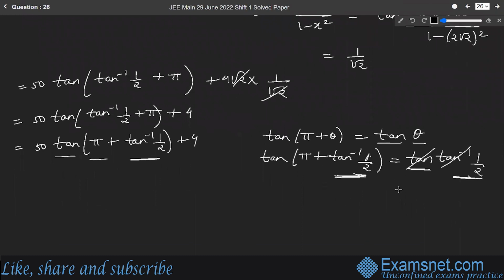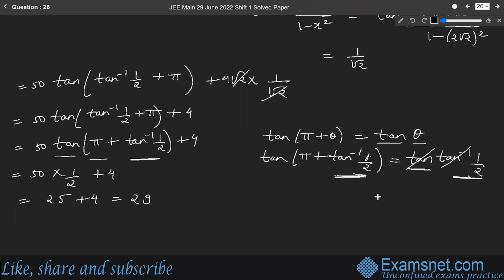So what will be the remaining term? 1 by 2. So 50 will be multiplied with 1 by 2, and plus 4 is remaining. So 50 into 1 by 2 is 25. 25 plus 4 is 29. So for this question, the correct answer is 29. I hope you are clear with this question.